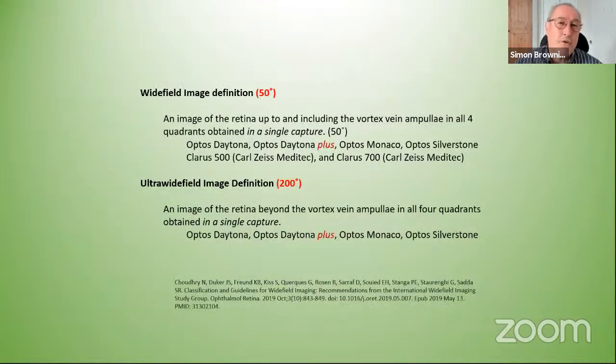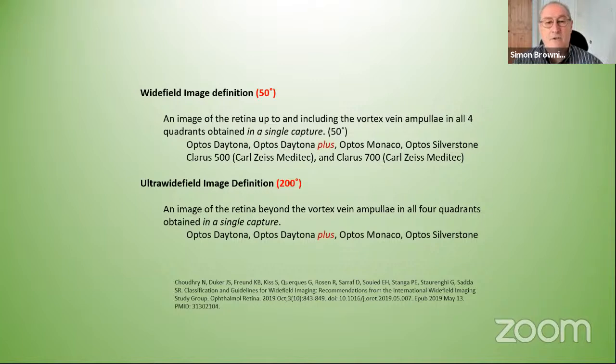And before I go any further, I just want to bring back to you these definitions we use. We use wide field and ultra wide field an awful lot. With wide field imaging, we're talking of an image up to and including the vortex vein ampullae in all 4 quadrants in a single capture. We're not montaging here, this is in a single capture.